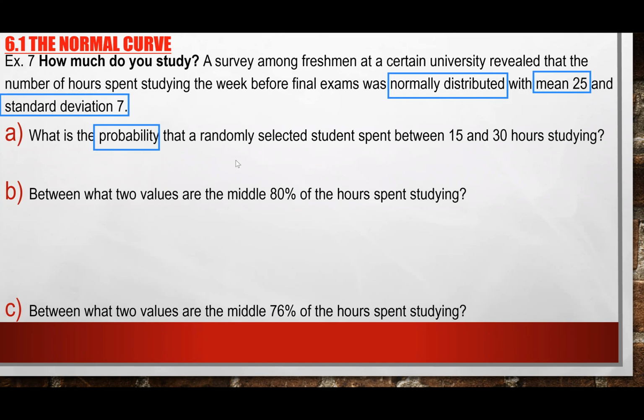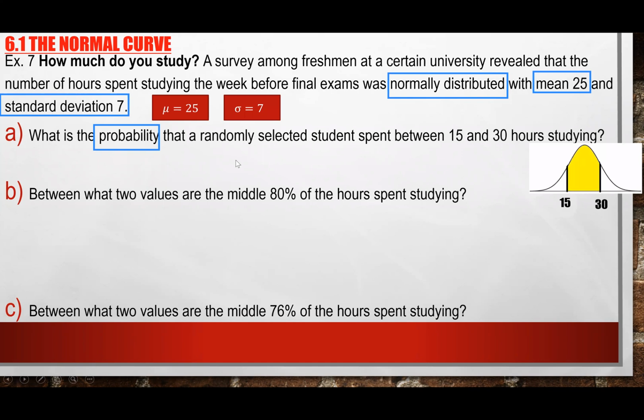So in this case, if you sketch this item out, if you sketch in your normal curve, everybody see that between 15 and 30, that's what we have. And if we know that between 15 and 30, and we're looking for the area underneath the curve, all we need to do is the normal CDF. 15 is my lower limit, 30 is my upper limit. And again, my mu is 25, my standard deviation is 7.